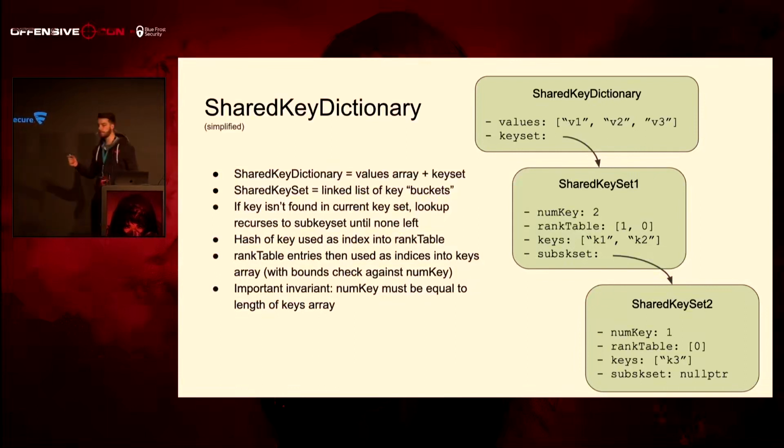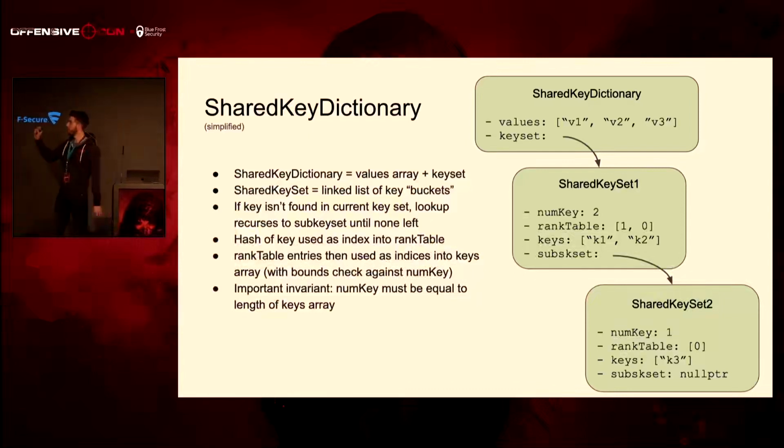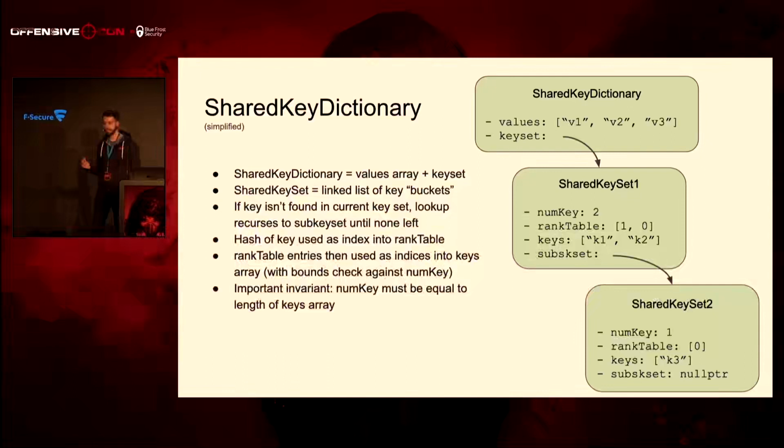So basically what you have to know is there's a shared key dictionary that, at the top right, you can see. It's basically an array of values and a pointer to a shared key set. And a shared key set itself is a linked list, so they can have sub key sets. And then they have the number of keys they store, then a rank table, and then the array of keys.